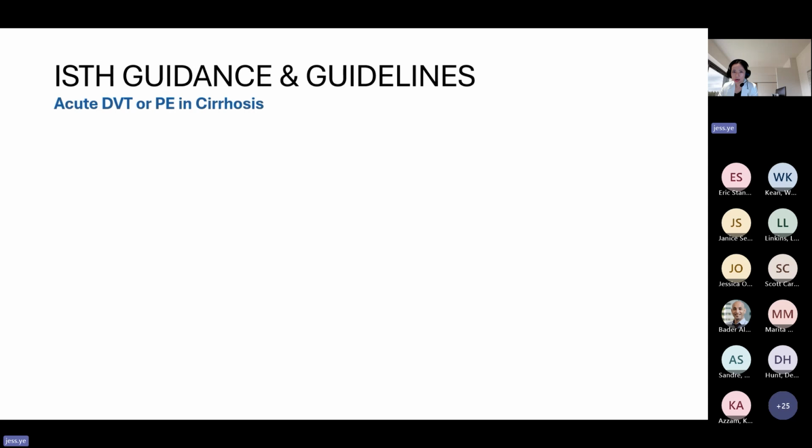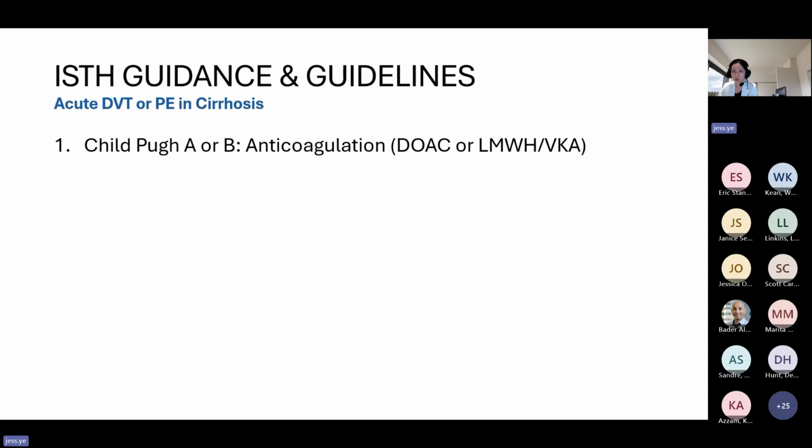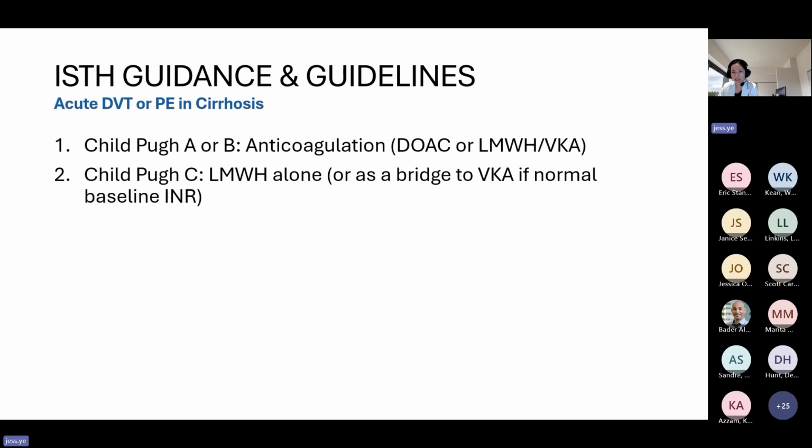The ISTH guidance and guidelines in this area, for the indication of acute DVT or PE in cirrhosis, recommend anticoagulation over no anticoagulation in patients with Child-Pugh A or B with either of these anticoagulants, unless there are any active bleeding concerns or other contraindications. In Child-Pugh C, unless bleeding, it also recommends anticoagulating with low molecular weight heparin alone, or as a bridge to warfarin eventually if the patient has a normal baseline INR. Of course, you have to take the patient's preference and values into consideration.